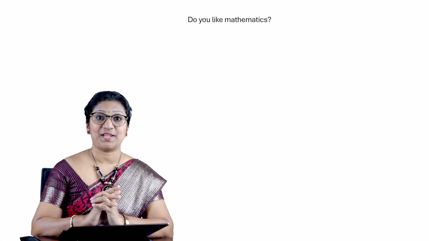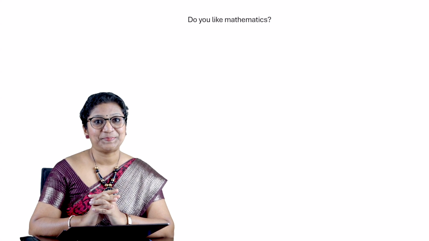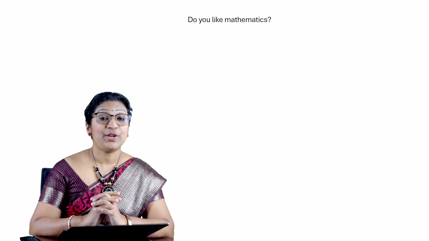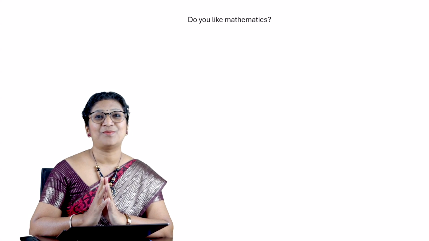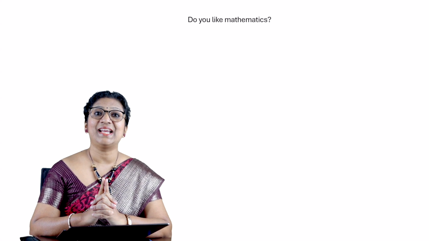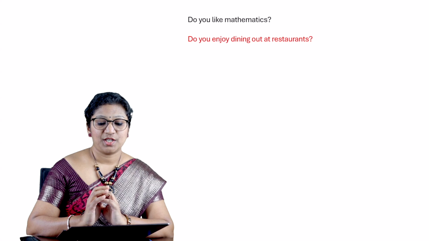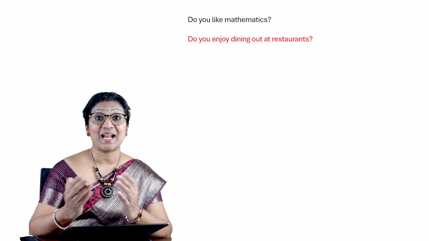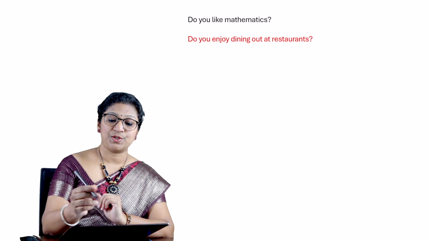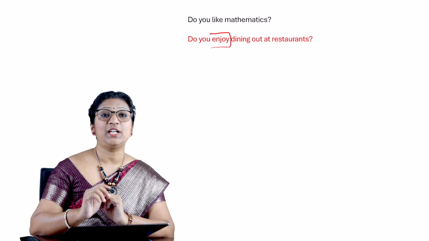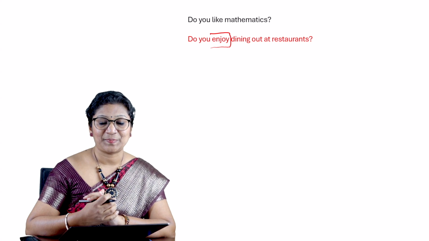The first one, as you can see on screen, do you like mathematics? Well, you can speak about whether you like it, and if yes, you can say why. You can also say why you don't like it. So answering in negative is a possibility here. Do you enjoy dining out at restaurants? Again, the word used here is do you enjoy? It really looks forward to a response where you say you like it or you do not prefer it.